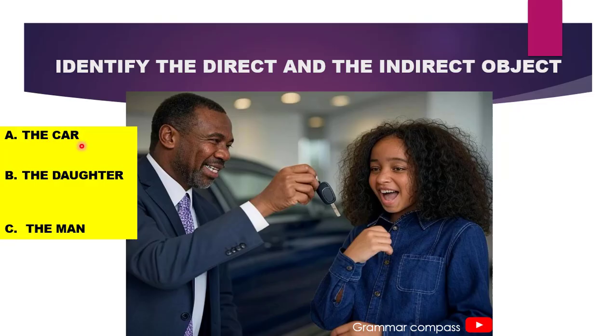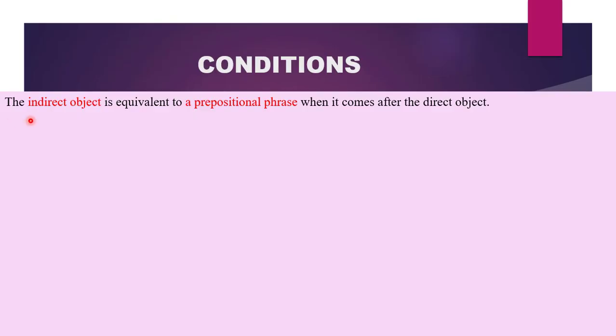Now, what about the daughter? The daughter will be the one who will benefit or enjoy from the action that will occur. Therefore, the daughter becomes an indirect object. Now that we can distinguish the direct and indirect object, let us look at some situations where the indirect object becomes a prepositional phrase. So the condition is that the indirect object is equivalent to a prepositional phrase when it comes after the direct object.